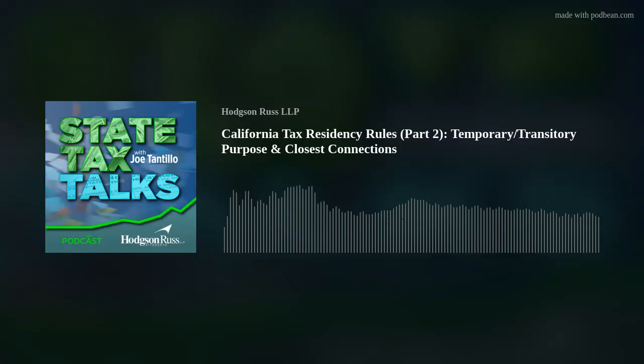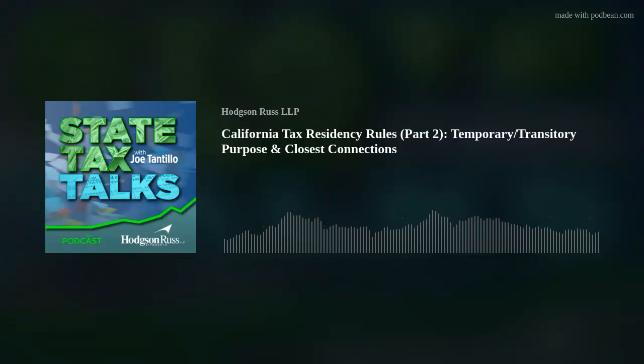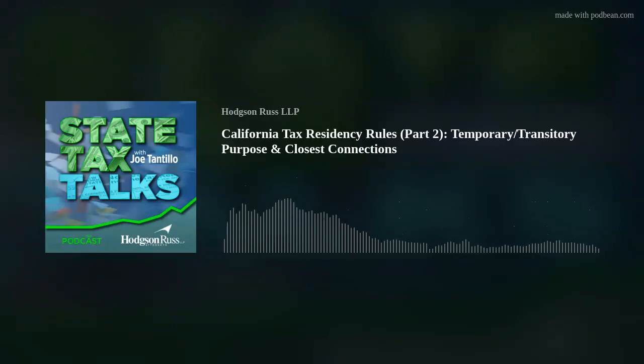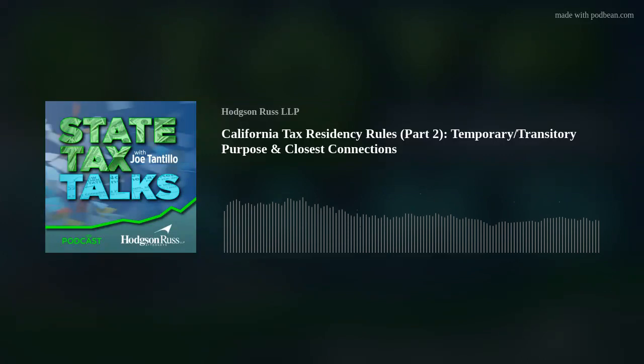And I have here in front of me the regulation addressing temporary and transitory purpose. I'm just going to read the first sentence because I think it sets this up. It says, whether or not the purpose for which an individual is in this state, i.e. California, will be considered temporary or transitory in character will depend to a large extent upon the facts and circumstances of each particular case. It goes on to give a couple of quick examples, but the idea is you've got to look at everything, every single aspect of their life that's relevant.